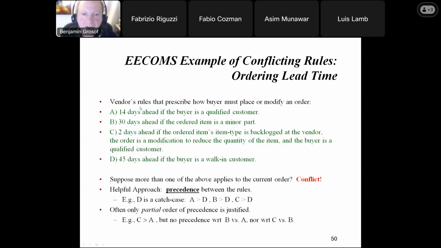So there are exceptions. And so if we think about what this looks like in rules, we might have, say, a vendor's rules about ordering lead time, which is a critical aspect in supply chains. We all know that very well from the pandemic, but it's been well understood for decades in the area of B2B e-commerce and manufacturing supply chain, for example.